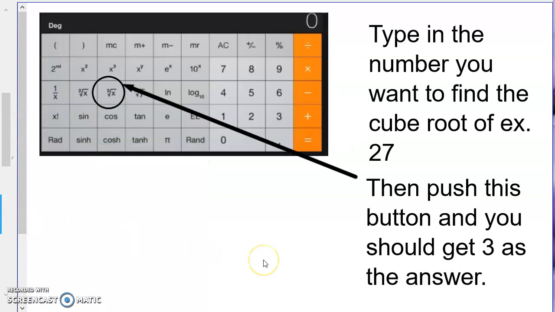Or if you're working on an iPhone, which is actually a little bit easier to work with for cube roots, what you need to do is type in the number you want to find the cube root of. For example, type in 27. Then you just have to push this key right there, which is next to the square root key that we used yesterday. And then when you push that button, you should get the answer of 3. So whichever tool you would like to use to find cube roots, just practice it a few times, and I think you'll get the hang of finding the cube root of numbers.